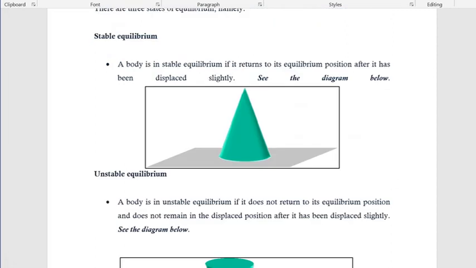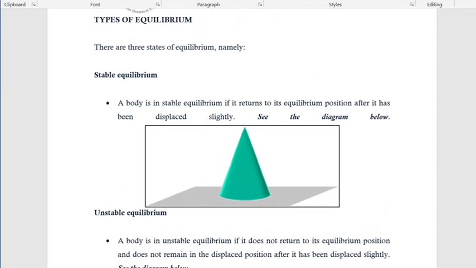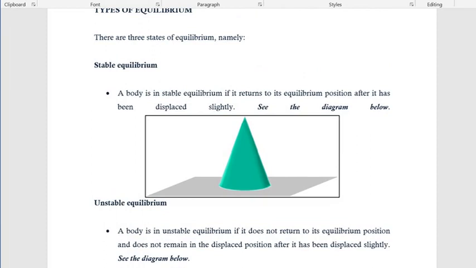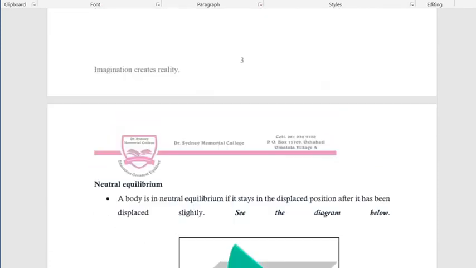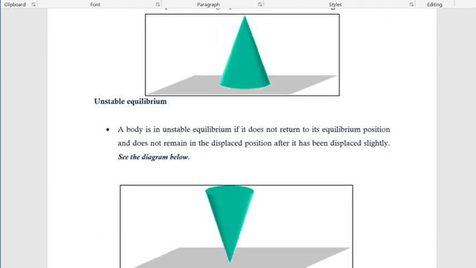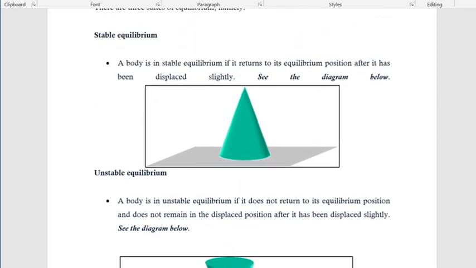Okay, so now let's look at the types of equilibrium. We have three states or three types of equilibrium. We have a stable equilibrium, an unstable equilibrium, and a neutral equilibrium. Those are the three types of equilibrium. And from the description given there, we have an image of a coin. We have three coins that have been placed in three different positions, representing the three different types of equilibrium.